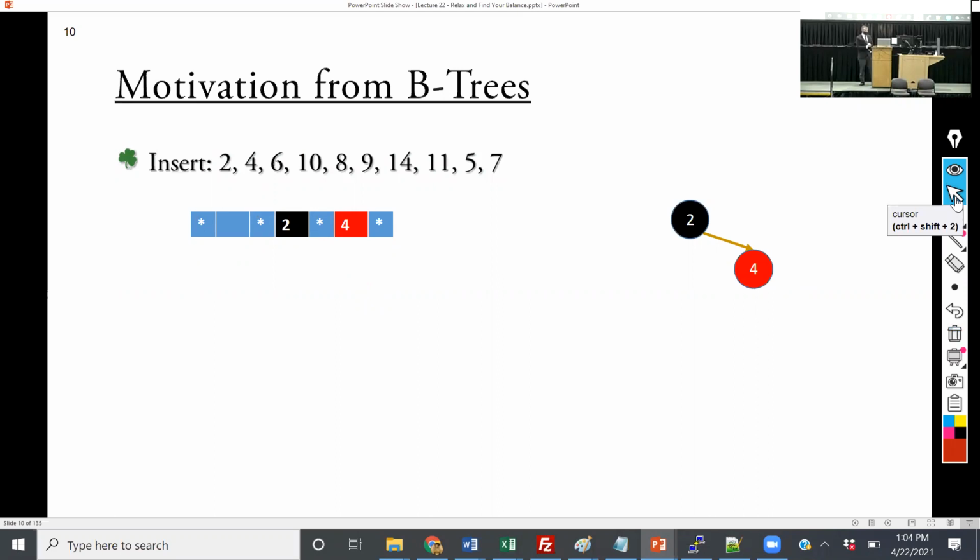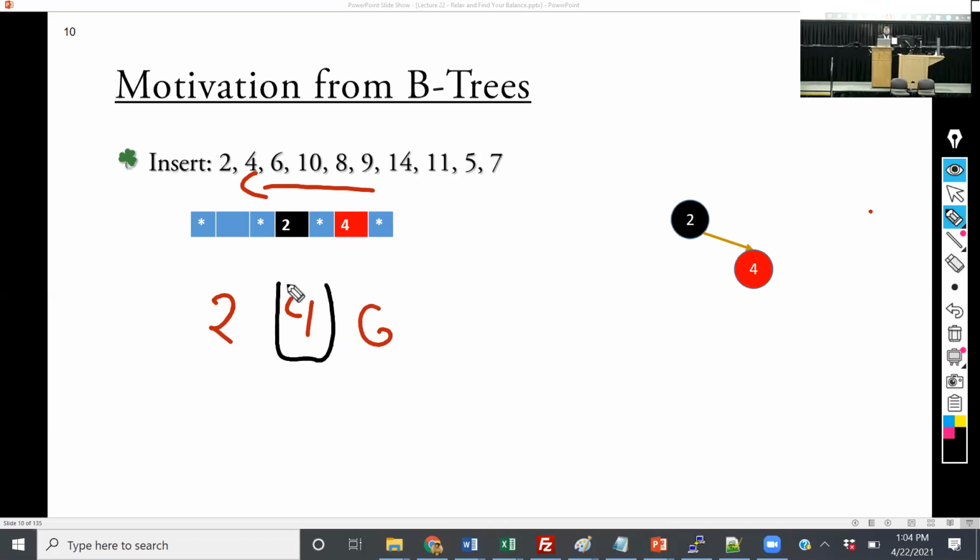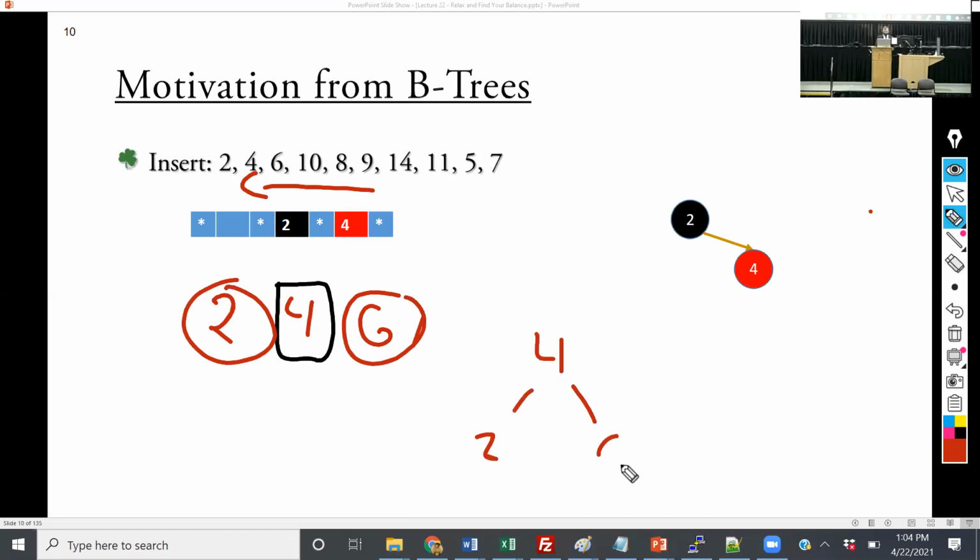So now when I insert 6, here's what's going to happen. 6, in order to fill up this key, will move everything over. So it actually becomes 2, 4, and 6. Now what's going to happen is 4 would be the black value, and 2 and 6 are going to be red. So what we're actually going to see is 4, 2, and 6, like so. By doing this, we're able to represent a red-black tree as a kind of a rotation.